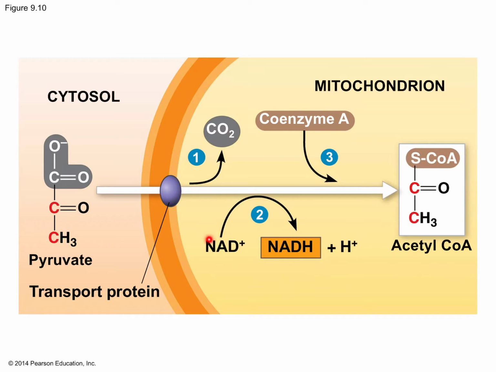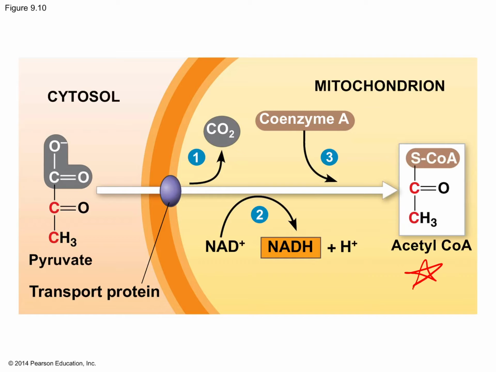The second thing that happens is that we have more NAD+ coming in, scooping up electrons and being reduced to NADH. And those electrons will go over to our power plant step. The third thing that happens is that a molecule called coenzyme A attaches to the second carbon where the CO2 used to be. And now we have acetyl-CoA. Now we have something that is compatible with the citric acid cycle. Our fuel is compatible with the citric acid cycle.